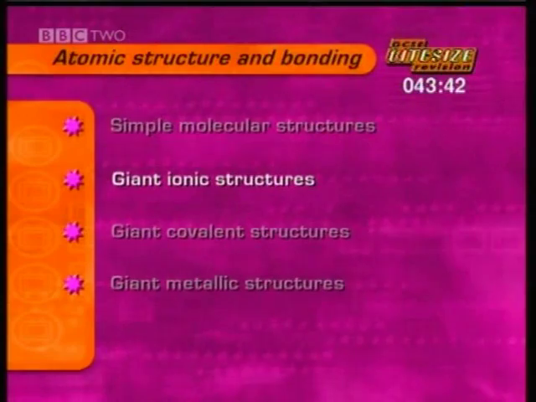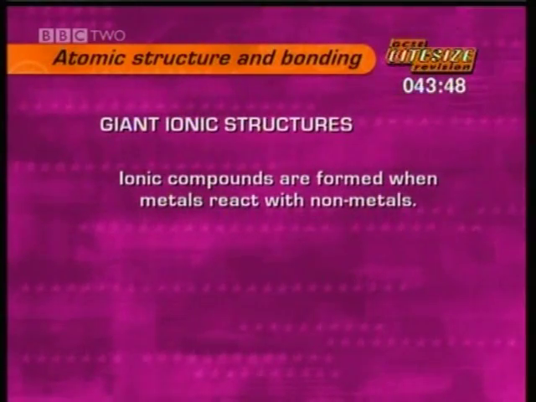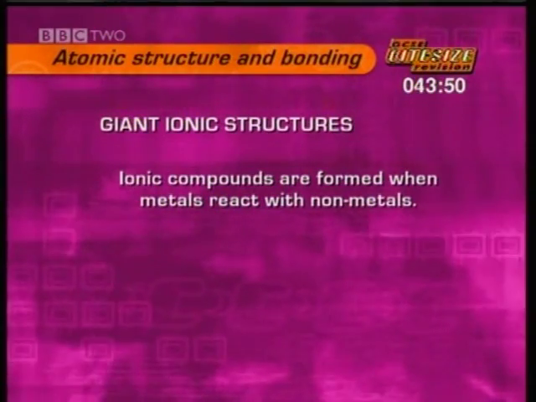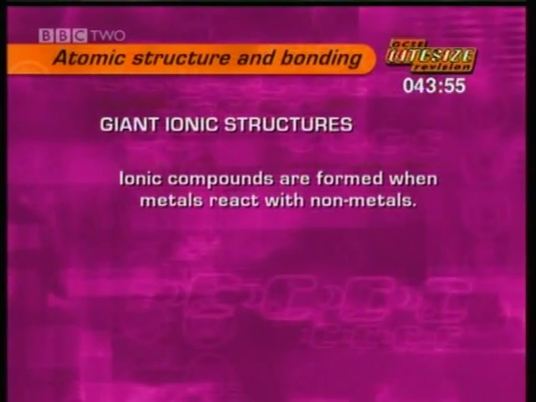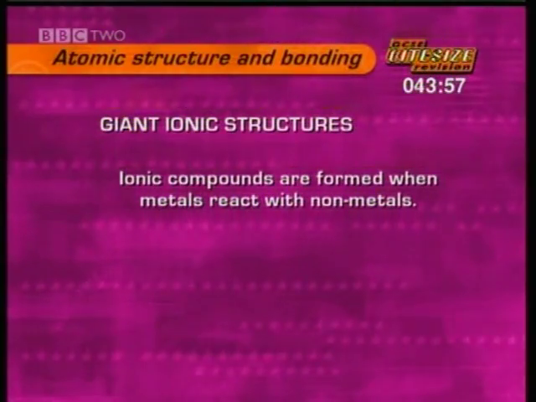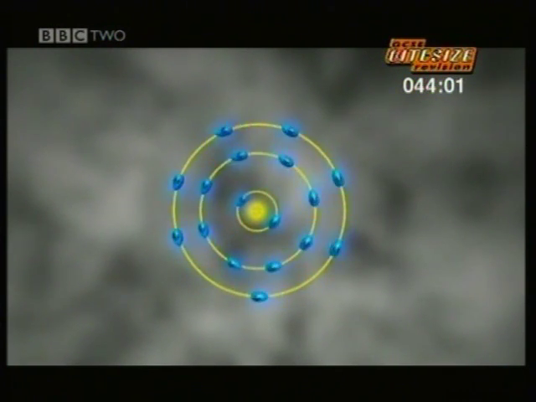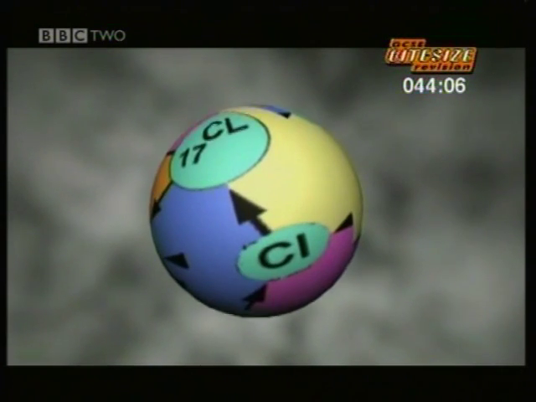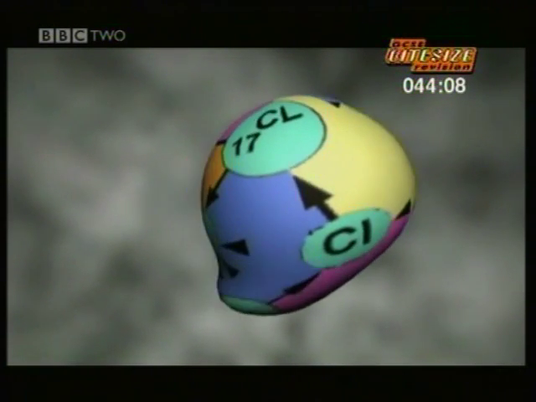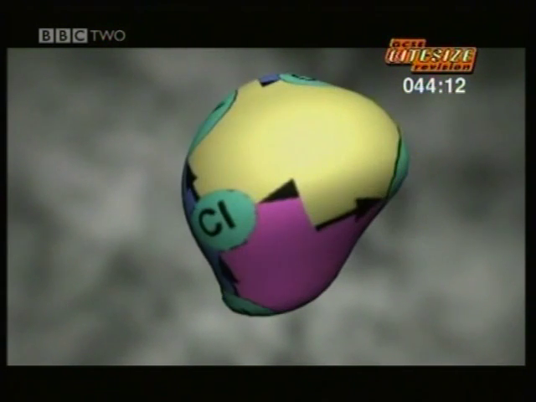Next, giant ionic structures. Ionic compounds are formed when metals react with non-metals. An example of this is when sodium reacts with chlorine to produce sodium chloride. This is a chlorine atom squashed flat. With only 7 electrons in its outer shell, chlorine atoms are looking for one more electron to become stable. They're not fussy. They'll take it from any atom with an electron to spare.